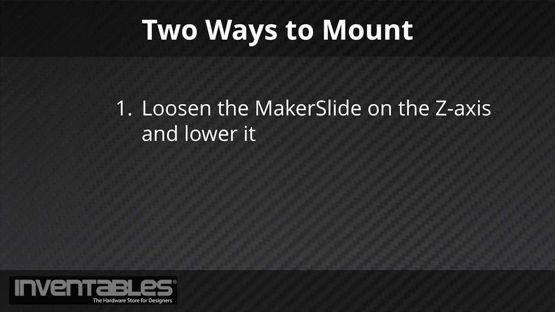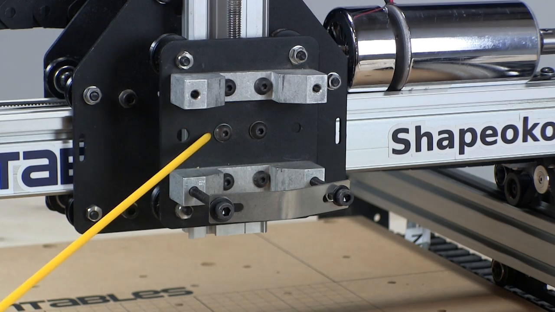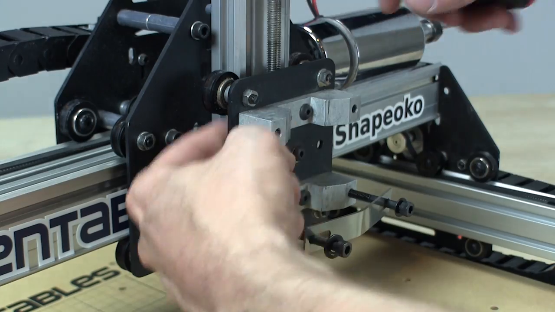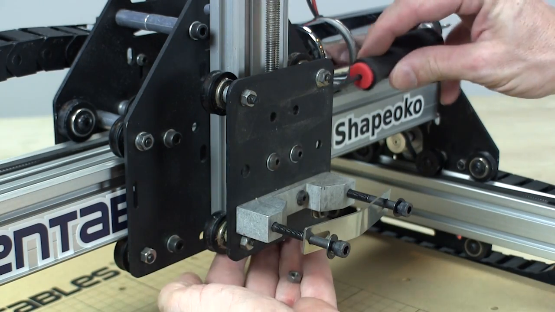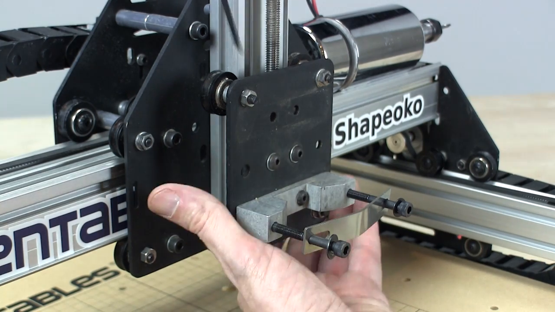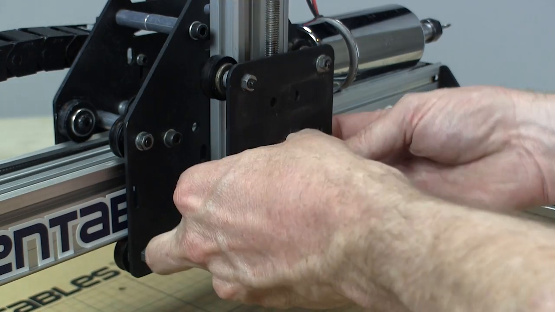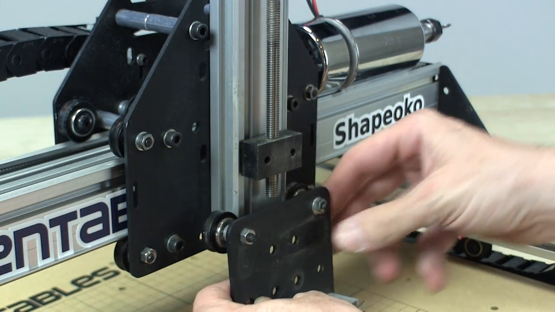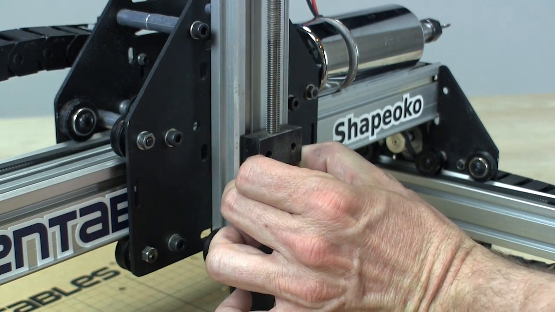The second way to mount the spindle is to swap the position of the mounting block with the Delrin nut. To do this, we're going to remove the upper mounting block, making sure not to lose the screws. We are then going to remove the two screws holding the Delrin nut. Once that is done, we can let the plate lower to the table. This will give us better access to reattach the mounting block with the same holes where the Delrin nut was located. After that, turn the threaded rod to crank the Delrin nut up higher.